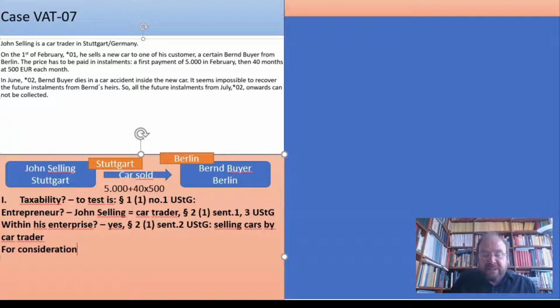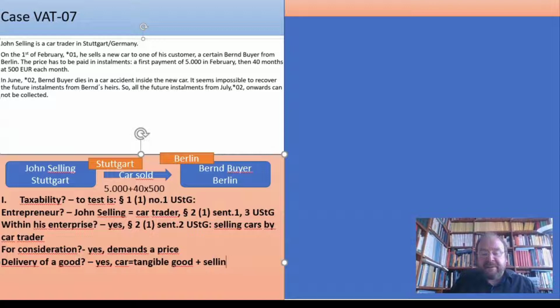It would also count if it were just an occasional opportunity combined with enterprise activities, but it's even the main one. Yes, he demands a price. Do we have a delivery of a good? And the answer is yes, because a car is a tangible good and selling it is transferring the position like an owner.